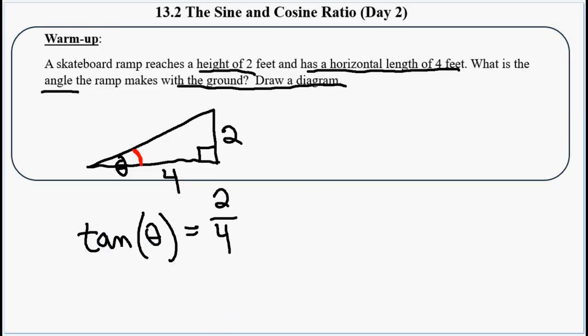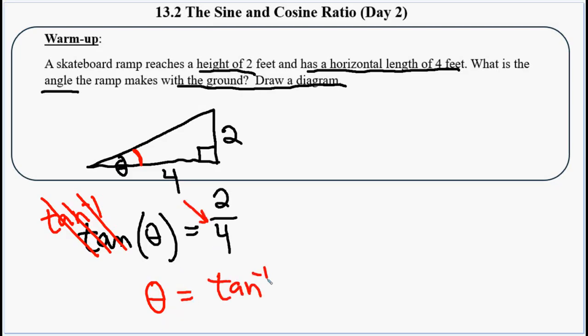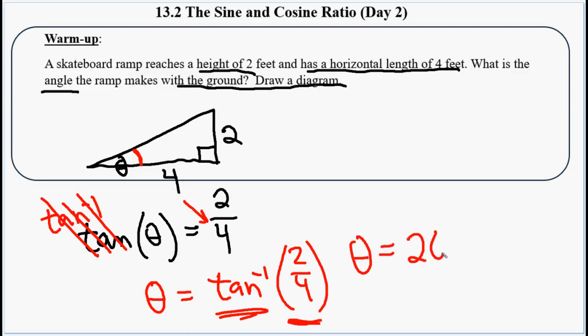Now remember, to get rid of this tangent, we can use the tangent inverse. If I tan inverse the left side, I'm just going to have theta equals. We have to be fair and tan inverse the other side, the fraction 2/4. So here we could just punch this in our calculator. 2 divided by 4 equals, second function, hit the tan key. You should get the angle is about 26.57 degrees.